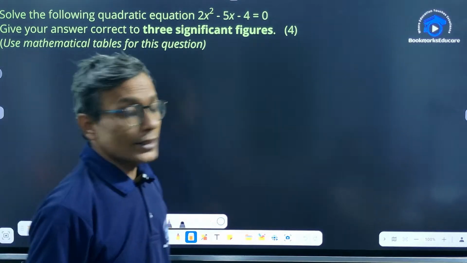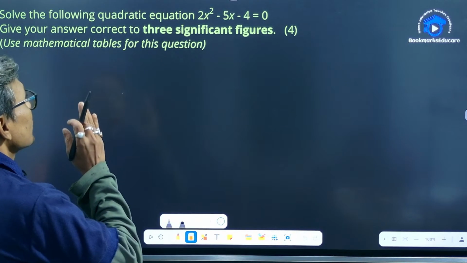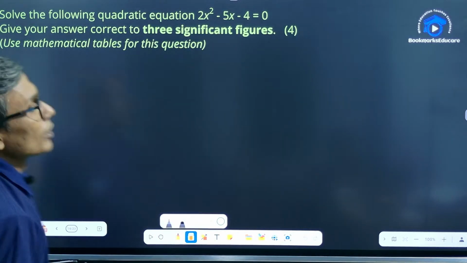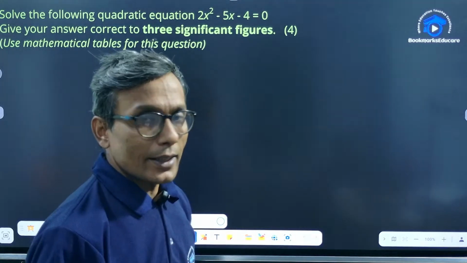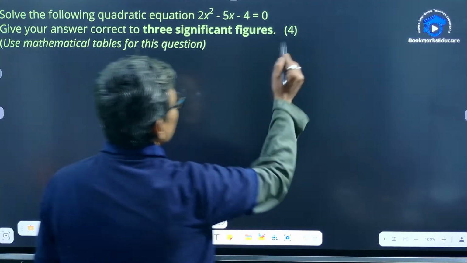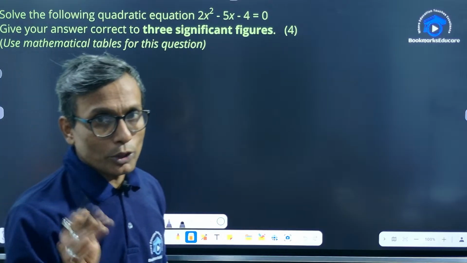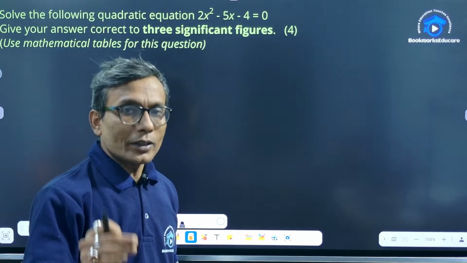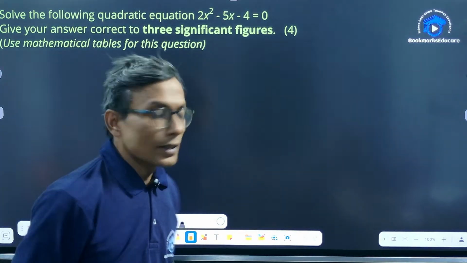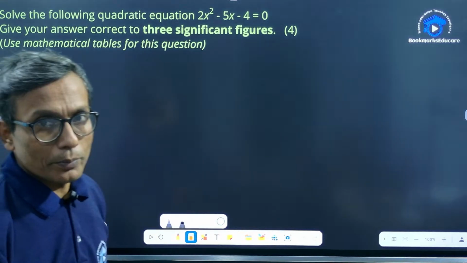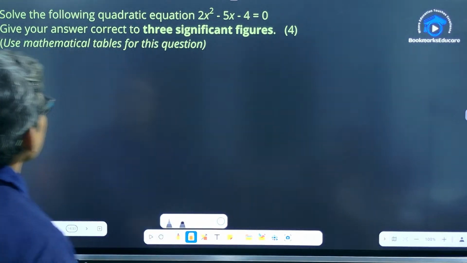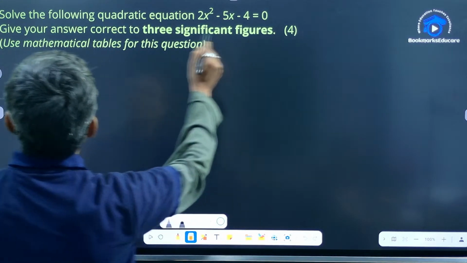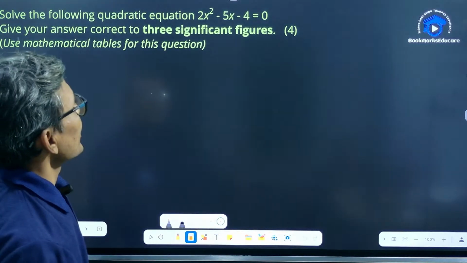Now we are starting the next session, that is based on ICSE class 10. So we are going to solve 10 questions from section B for class 10 ICSE. So the first question from section B for ICSE class 10: solve the following quadratic equation, give your answer correct to 3 significant figures.